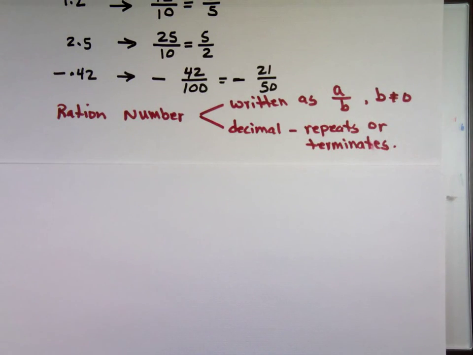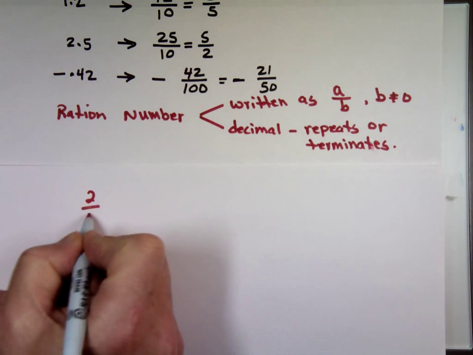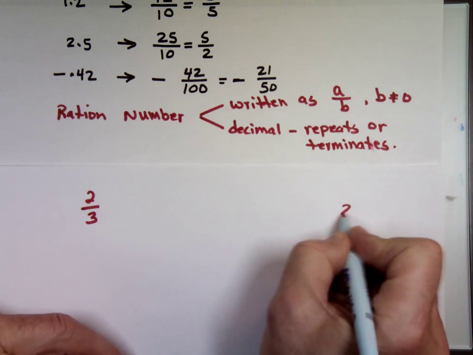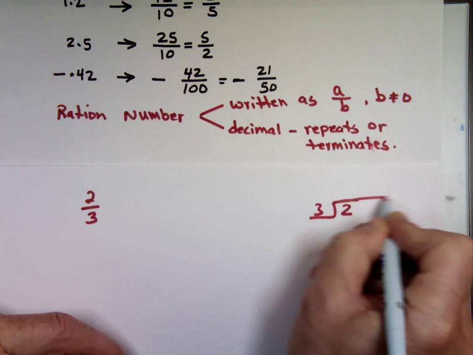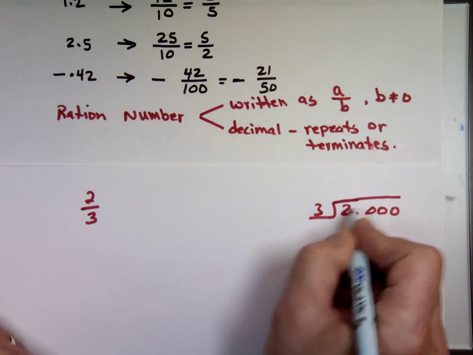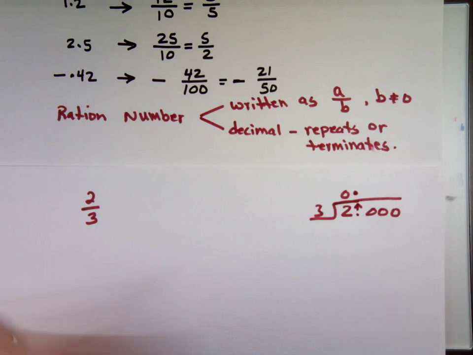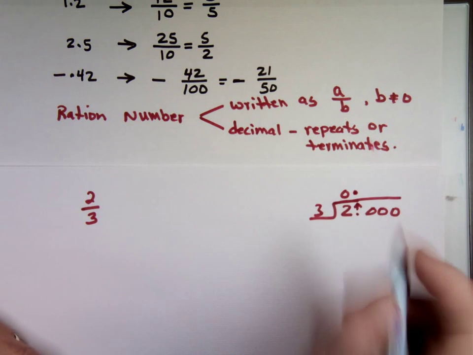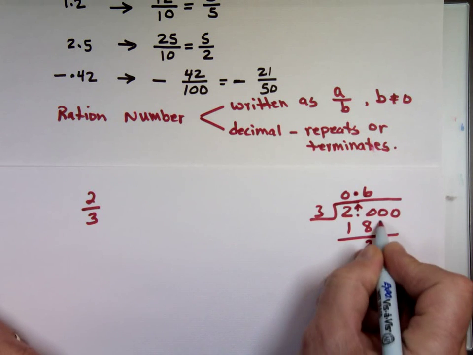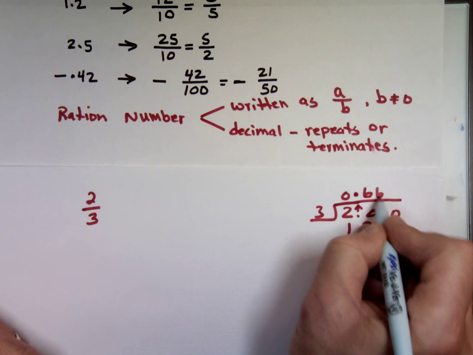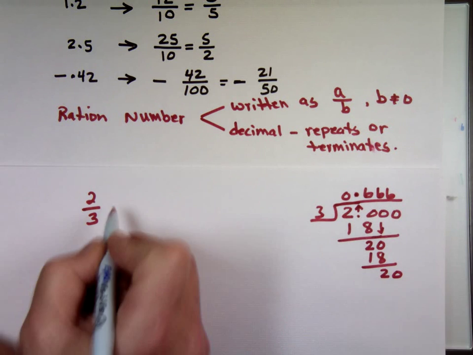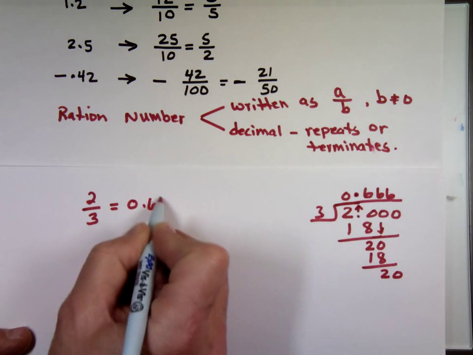Let me take this rational number, 2 over 3. Is that a rational number? Yes. So if you divide 2 by 3, again going back to pre-algebra, 2 is less than 3. So you put a decimal point, and you add a lot of zeros if you want them. You know you have them. So you can't divide the 2 by 3. How about 20 by 3? 6 times 3 is 18. Bring that 0 down. 20 by 3, 6 times 3, 18. So you notice that number is 0.666. It repeats.